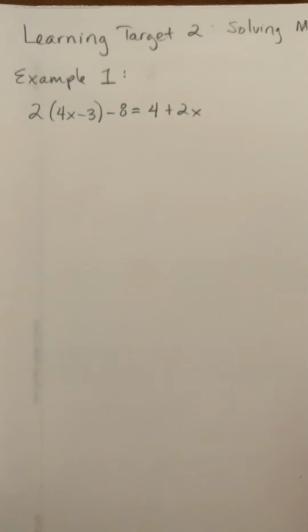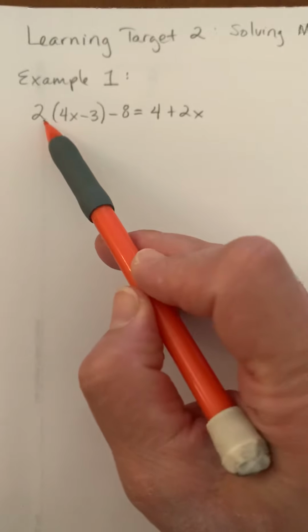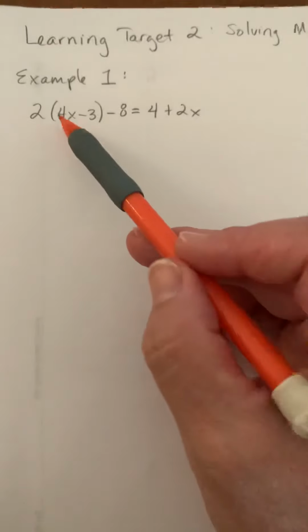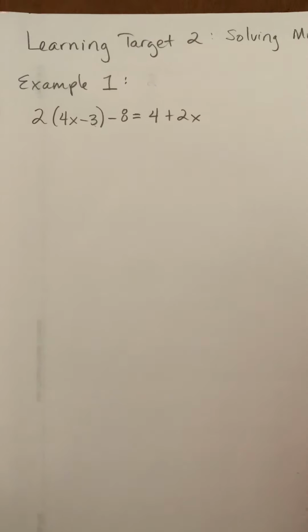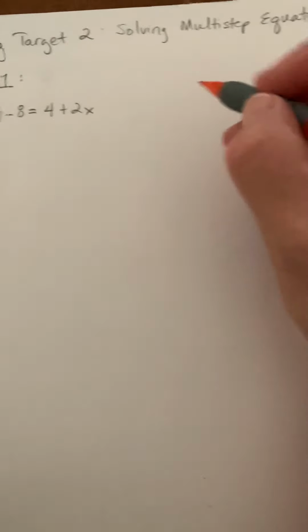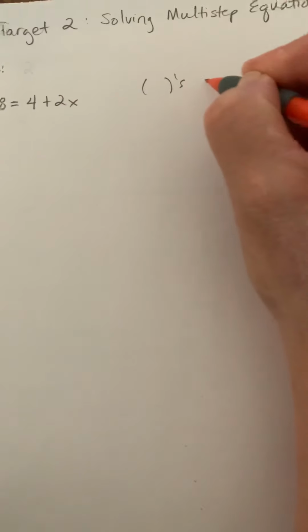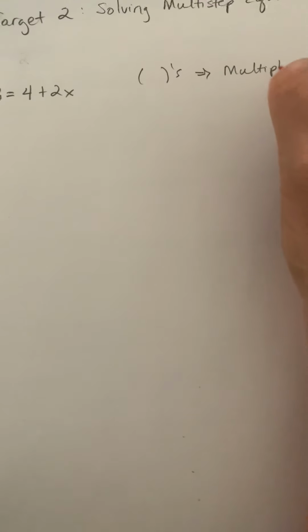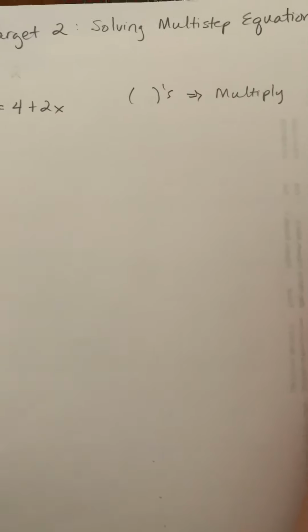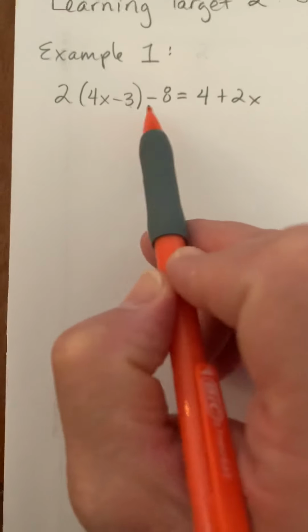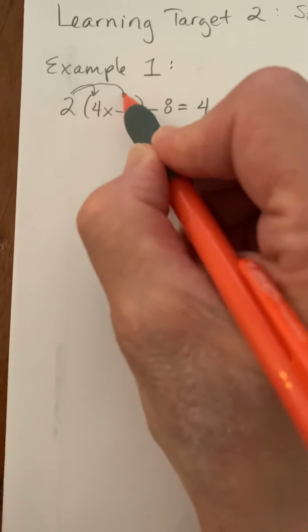And when we do that, we sometimes have to use the distributive property and add like terms. In this case, whenever we see parentheses, we know we have to use the distributive property. Why? Because parentheses means to multiply. So in this case, we want to try to get rid of those parentheses, so we're going to go ahead and use the distributive property.